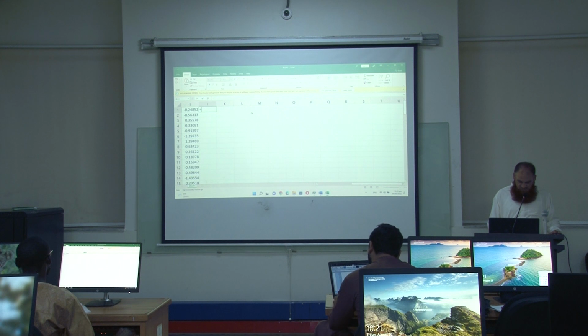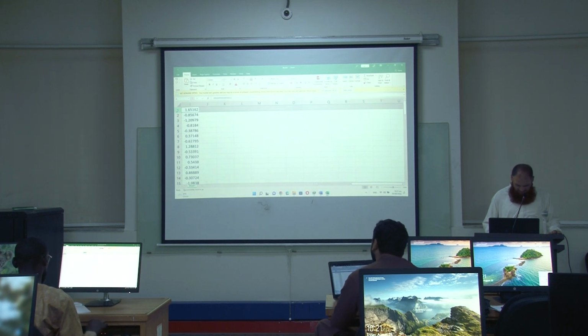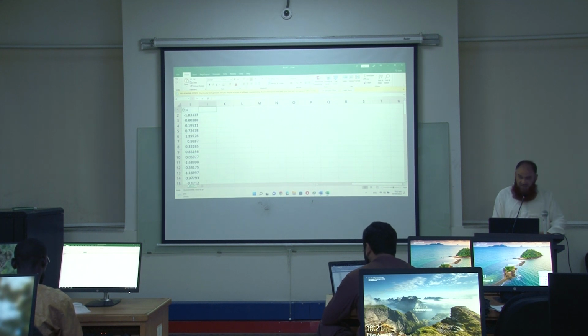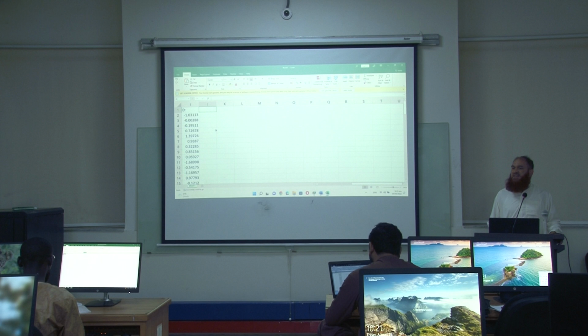I am writing here equal to A1. This is basically, if you put a title on this series, it could be epsilon t. Now I am generating yt. One beauty of using this command to generate data is whenever you are making any change in the Excel sheet, the entire data will be regenerated and you can see the second graph.